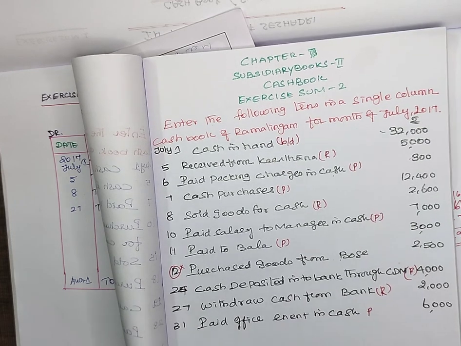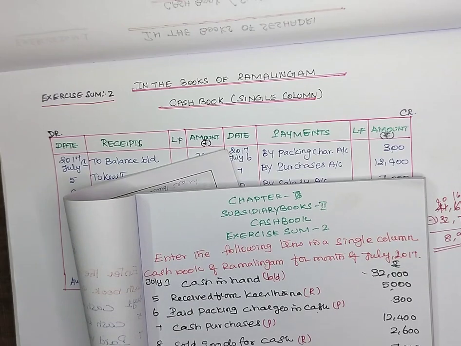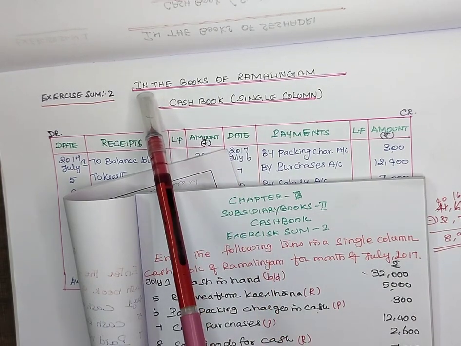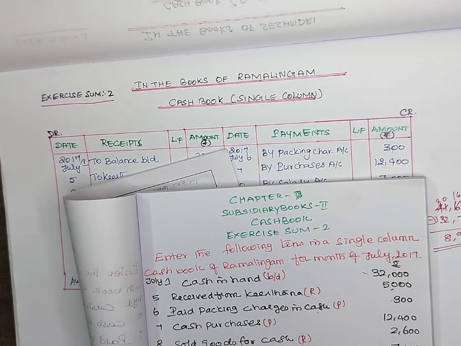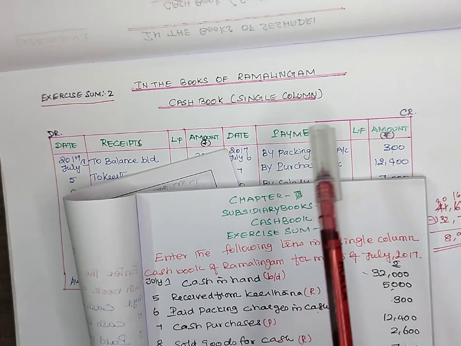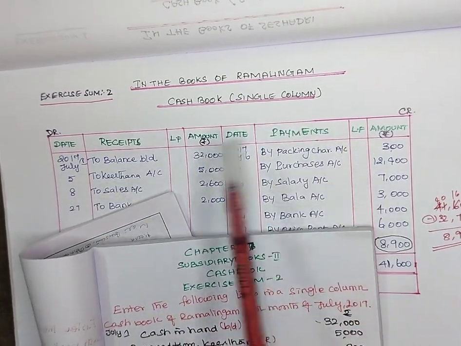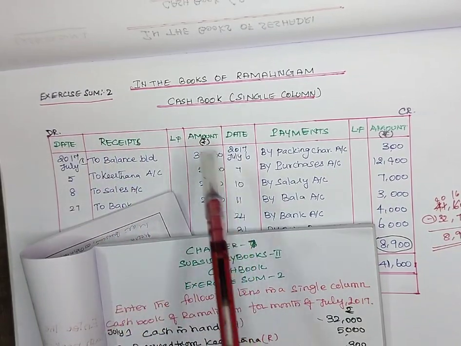Before we enter the transactions into the cash book, we need to prepare the title and the format of the cash book. The title of the cash book is: in the books of Ramalingam, cash book single column, which means single column cash book.